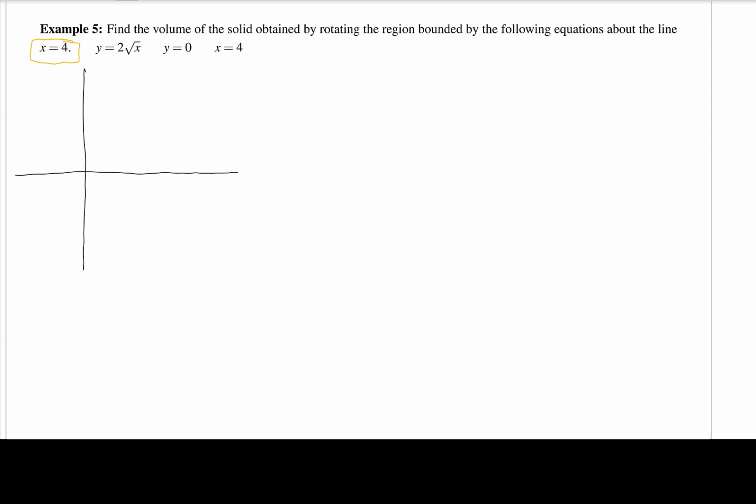Okay, so the first thing I want to note is that we have 1, 2, 3, 4. Let me mark these. This is going to be green, blue, and purple. So this is the line x equals 4. This is one of our curves that makes up our region. And we're going to be revolving about this curve.